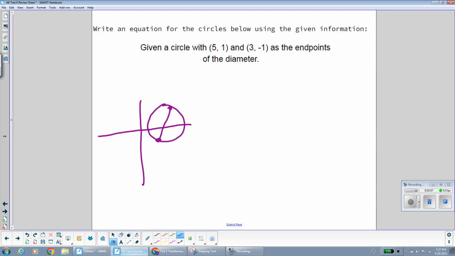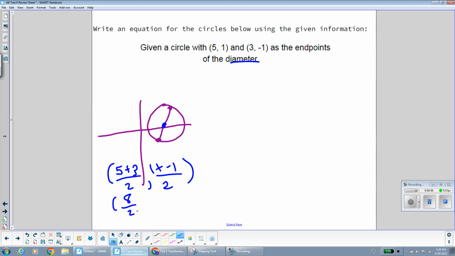So the diameter of a circle goes from one point on the circle to another point on the circle. And the important thing about a diameter is that it passes through the center of the circle. So if I want to find that center of the circle, all I have to do is find the midpoint of the diameter, the midpoint of this line segment, because the midpoint will be the middle or the center of this line segment. So my midpoint formula is the average of the x coordinates, comma, the average of the y coordinates.